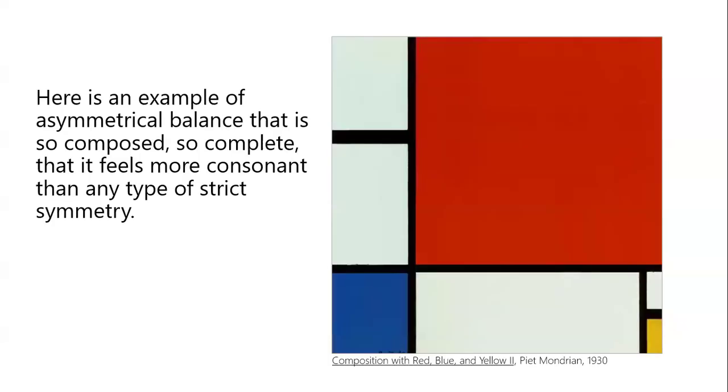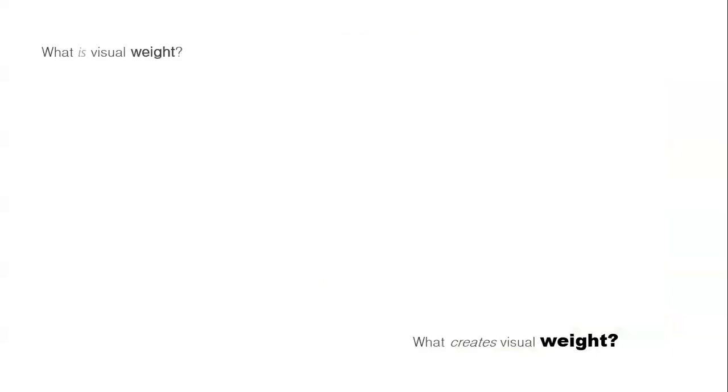But to understand these kinds of symmetries, we also need to understand visual weight. So let's talk about what visual weight is, what creates visual weight. Visual weight is not to be confused with emphasis or focus, right? Because when we talk about weight in literature, we're often referring to basically how much importance and how much attention we're putting on something, right?